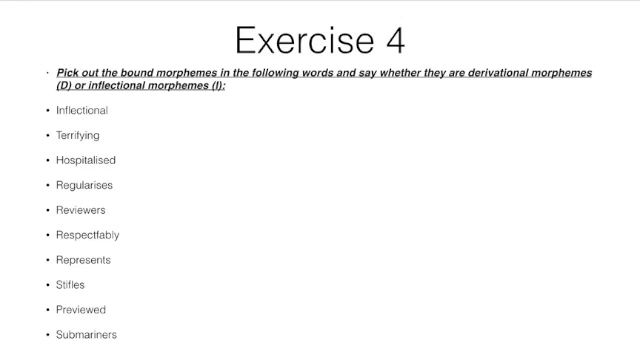Sometimes you can have more than one bound morpheme, maybe two bound morphemes in one word. So the examples for you are: terrifying, hospitalized, regularize, reviewers. For example, here you have more than one in reviewers. Respectably, represents, stifles, previewed, submariners.